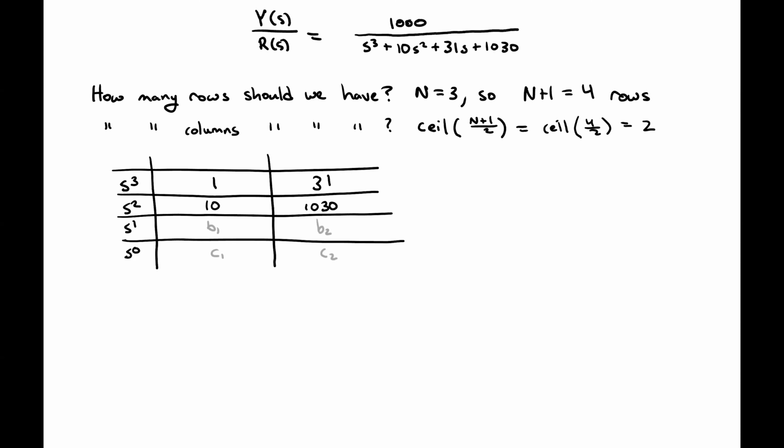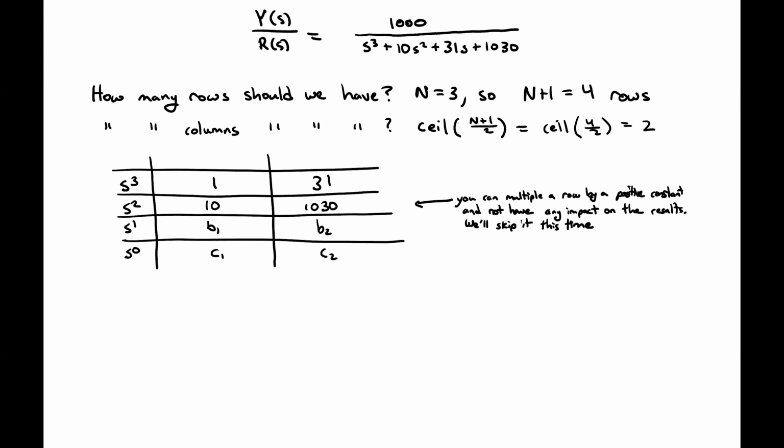And what we need to do is figure out what our other coefficients in this table are, B1, B2, C1, and C2, right? And just as a note, for the Routh-Hurwitz, if you want to make the math easier for yourself, you could multiply a row by a positive constant, and the results would still come out the same. We're not going to do that this time, but we could have multiplied that second row by 0.1 if we wanted to, for example. Okay, so let's calculate those 4 coefficients here.